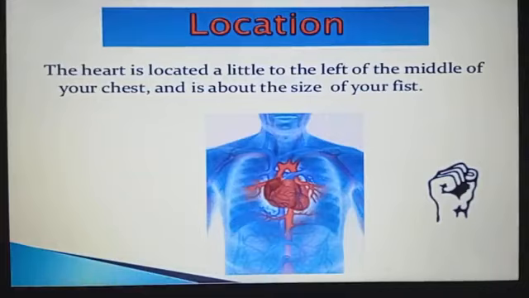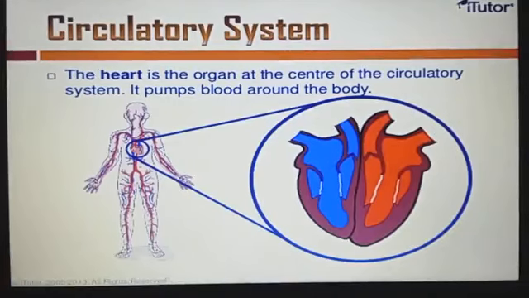So the heart, as you know, is located a little to the left of the middle of your chest and is about the size of your fist. What is a fist? When you close all the fingers of your hand and make a fist, that is called a clenched fist. The heart is located in the chest cavity between the two lungs and is slightly tilted towards the left side. The heart is protected by the rib cage.